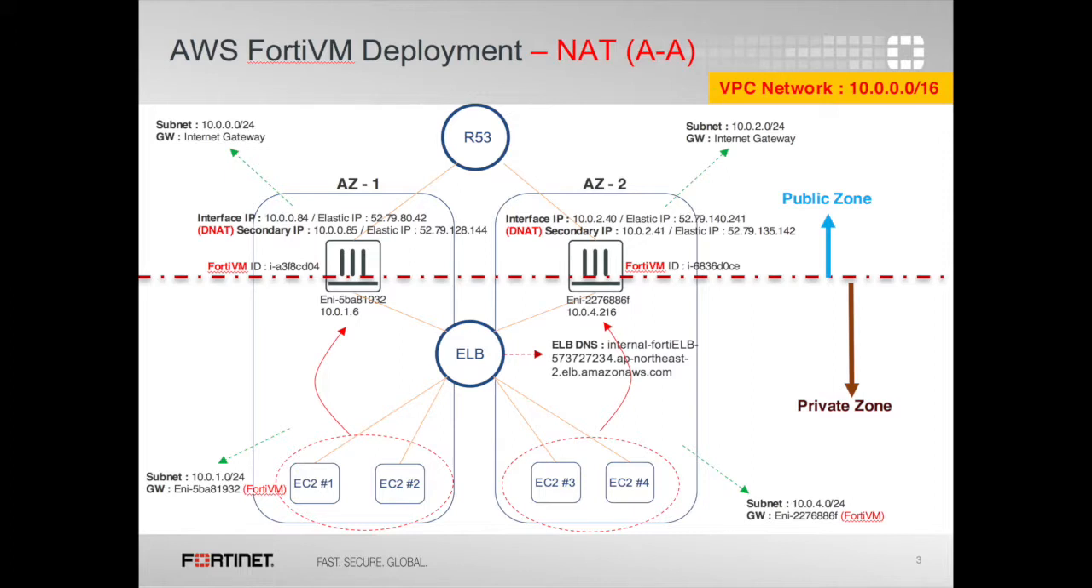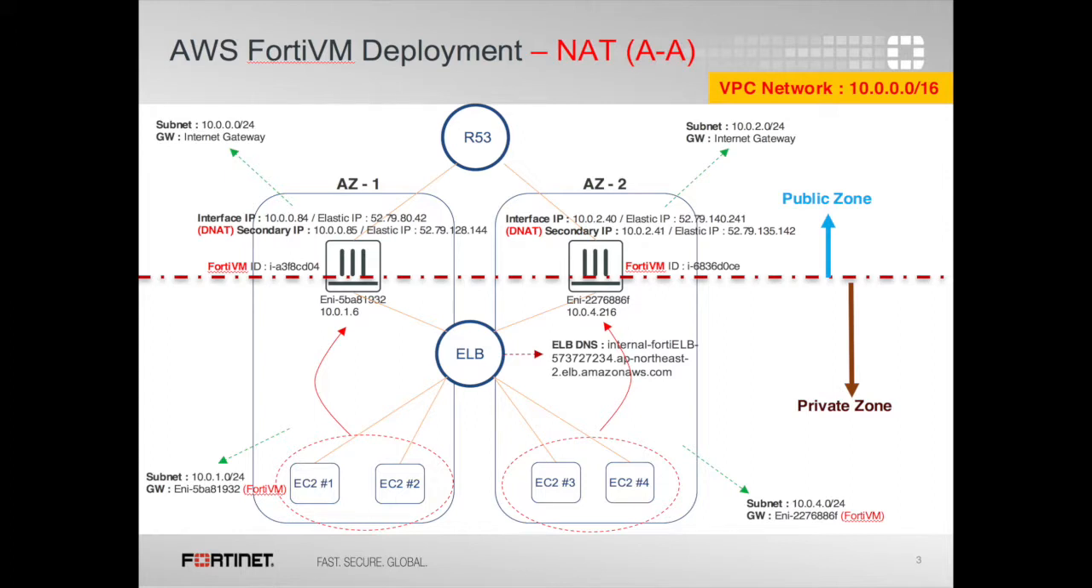Let's take a look at this diagram. This is very easy to deploy. Two FortiGates have one shared ELB. The ELB load balances traffic forwarded from the FortiGates, but there is an important thing you have to recognize. In AWS, each instance doesn't have its own routing table. Only the subnet has a routing table.